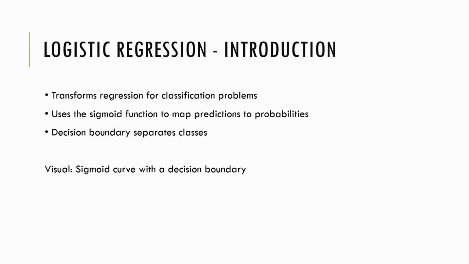Now let's move on to logistic regression. Unlike linear regression, which is used for predicting continuous values, logistic regression is used for classification problems. It predicts the probability of an outcome belonging to a certain class, like predicting whether an email is spam or not. The key function used here is the sigmoid function, which converts the model's output into a probability between 0 and 1.